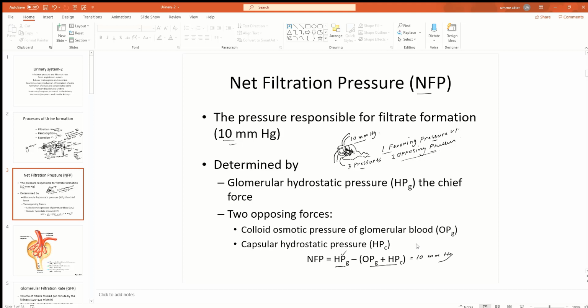So what are these three pressures? This is called glomerular hydrostatic pressure, and the opposing pressures are the colloid osmotic pressure, OP, and the capsular hydrostatic pressure. So glomerular hydrostatic pressure, G, HP. Okay, colloid osmotic pressure and capsular, C, hydrostatic pressure. Okay, so those are the three pressures that actually work there.